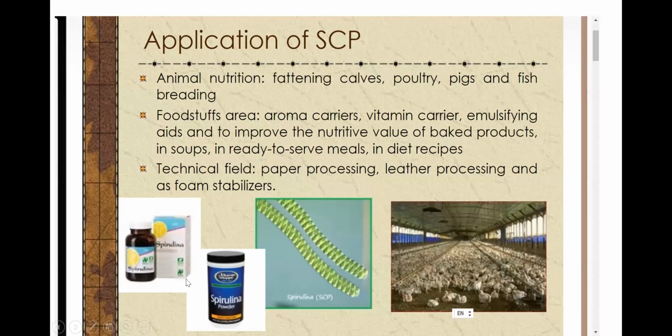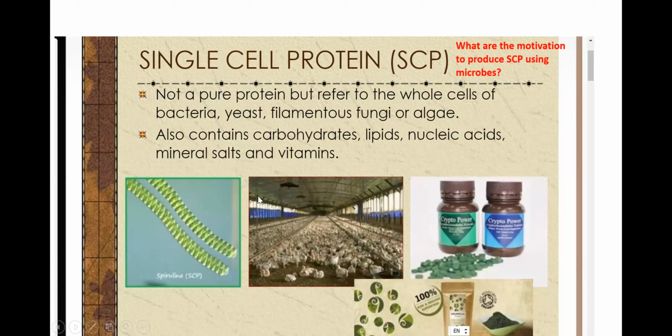Okay, these are examples of spirulina available in the market. Even for human consumption, usually they will tablet it. For animal feed, it will be just in powder form. So this is mostly for human consumption.